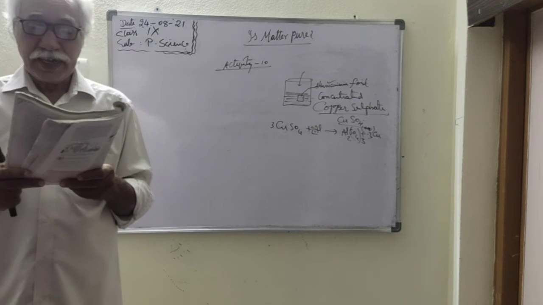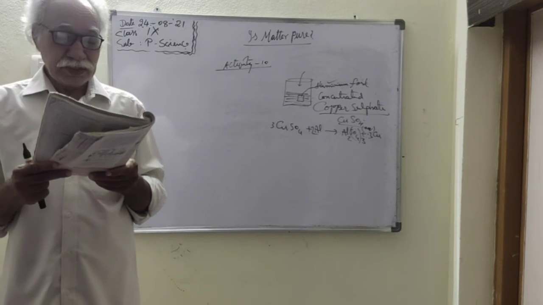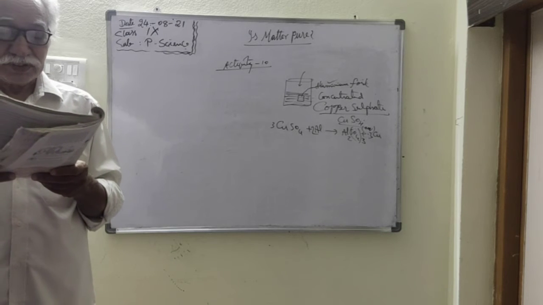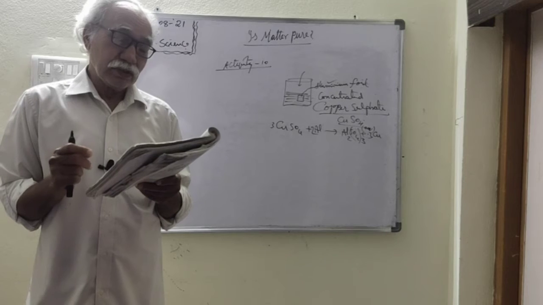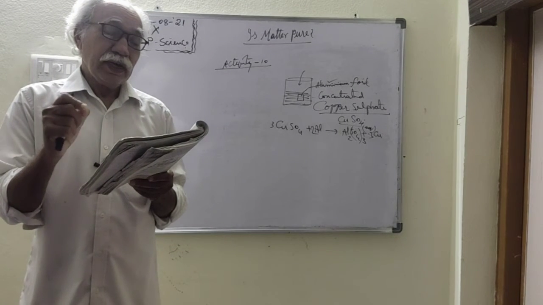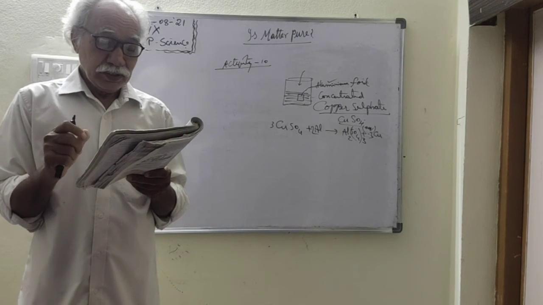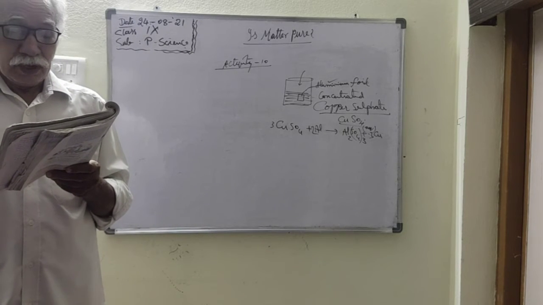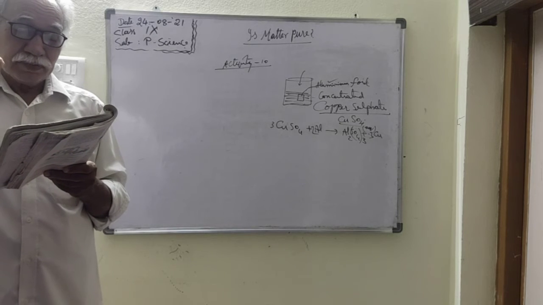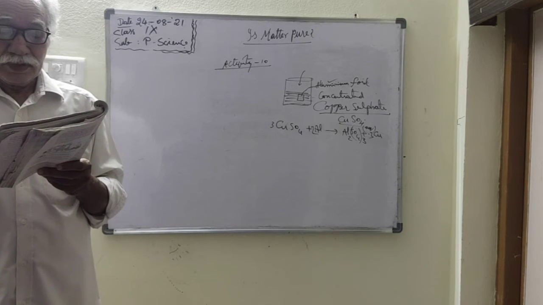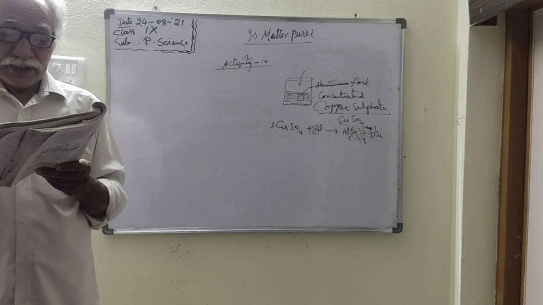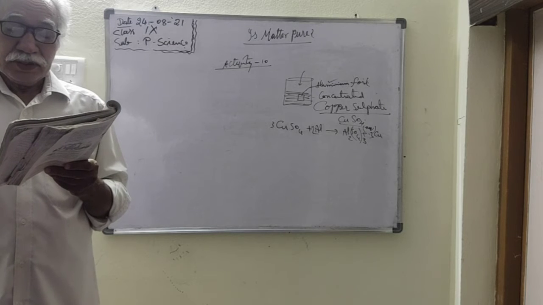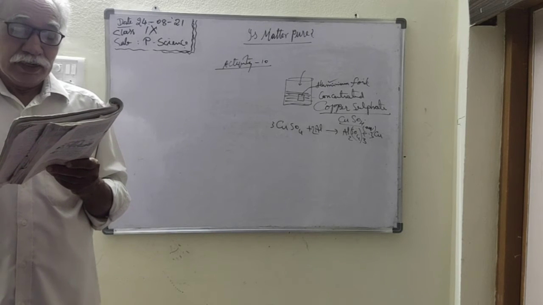So an element is a basic form of matter that cannot be broken down into simple substances by chemical reactions. This is called the definition of element. Who gave this definition? Lavoisier. And the name element was used by Robert Boyle. Sir Humphrey Davy discovered many elements, and these substances are called elements. The name was given by Robert Boyle, and the definition was given by Lavoisier.